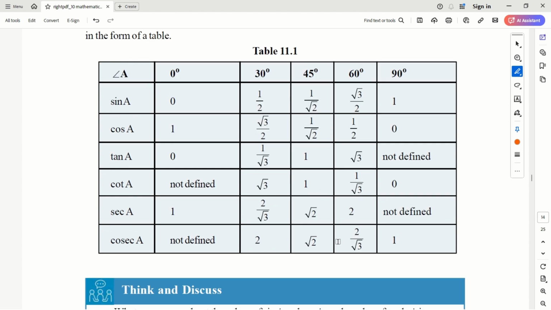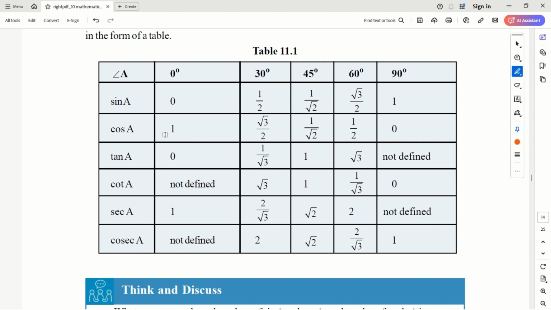And once we know all these angles, you just tabulate, make a table of all these ratios. These are the important ratios which we should remember. You can find out the trigonometric ratio for any angle, but these are the important things to remember. So you have 0, 30, 45, 60, and 90, and the trigonometric ratios: sin A, cos A, tan A, cot A, sec A, and cosec A. Sin 0 is 0, sin 30 is 1 by 2, sin 45 is 1 by root 2, sin 60 is root 3 by 2, sin 90 is 1.